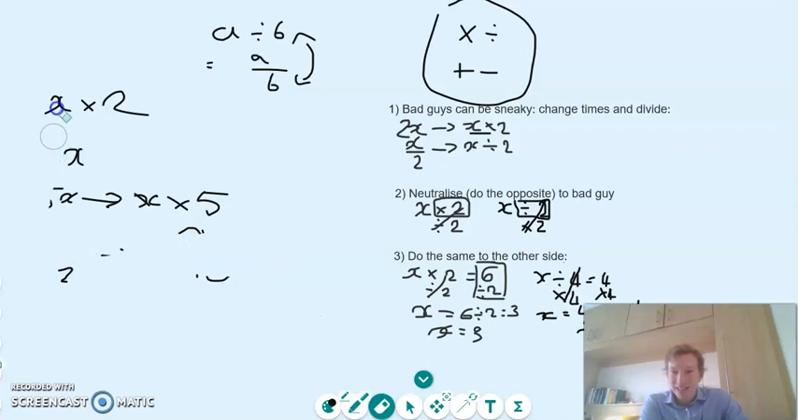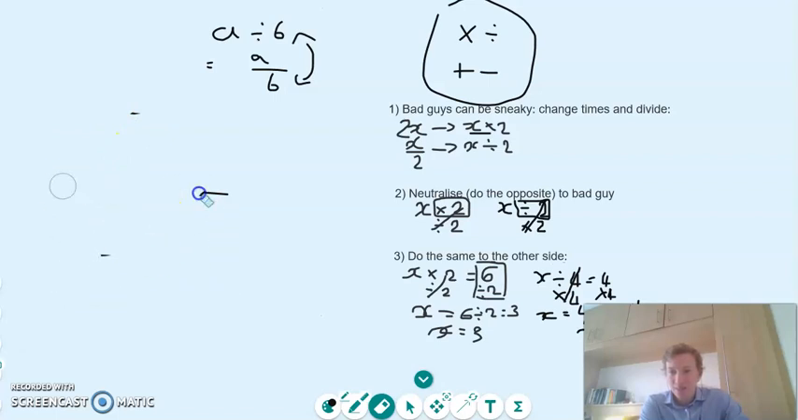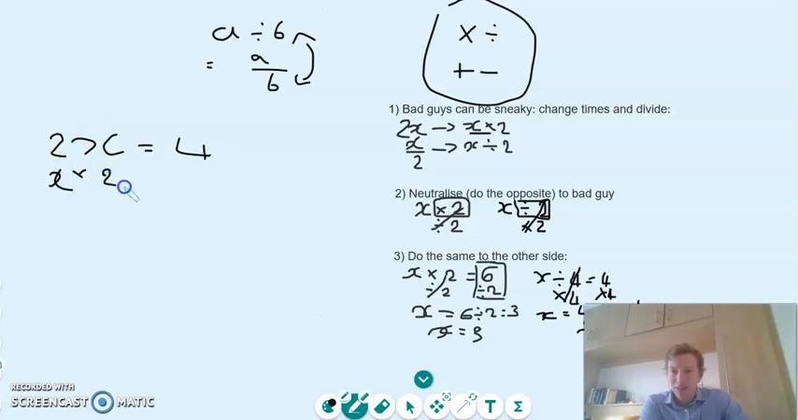Now we need to get this into an equation. So let's say our equation is 2x is 4. Translate it: 2x means x times 2, and that is 4. And now this looks a bit more normal. This is us, and the times 2 is our bad guy. So what's the opposite of times? Well, that's divide. So we divide it by 2. Step 2. And then by doing the opposite, that cancels out.